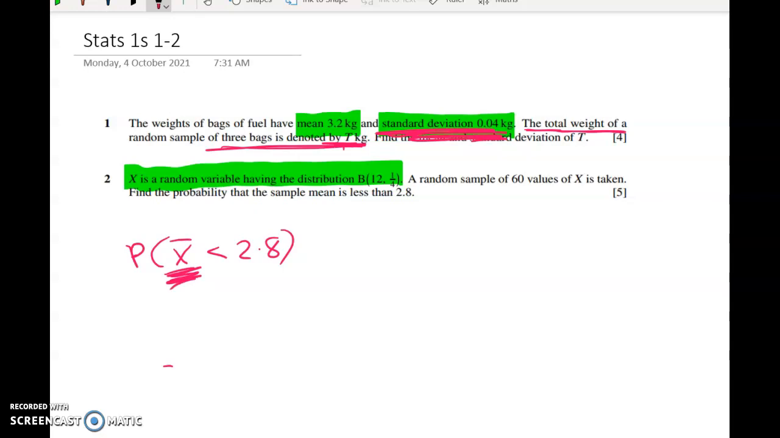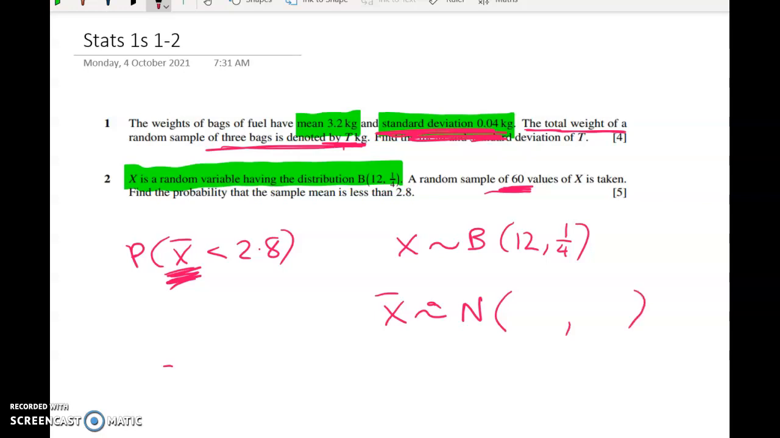And that means we need to know something about, or quite a lot, about the distribution of x bar. We've got 60 values, so even though x is binomial with these parameters, we know by the central limit theorem that the sample mean is roughly going to be normally distributed, and it's going to have a mean and it's going to have a variance. Right, so the expected value of x bar will equal np, which is equal to 1/4 times 12, which is 3. So on average, we'd be expecting to get 3 successes in each group of 12. What about the variance?